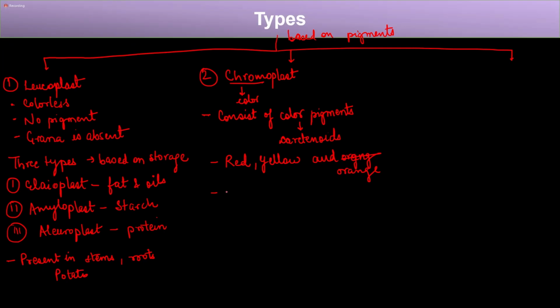So these are present in the aerial part of the plant, such as fruits. Okay, so we can see different colors of fruits, right? Fruits, flowers. We can see different colors of these fruits and flowers. This is because of the chromoplast.